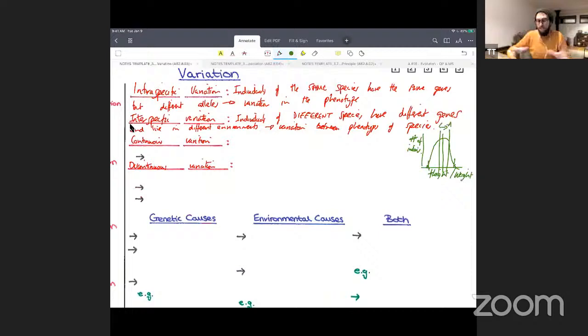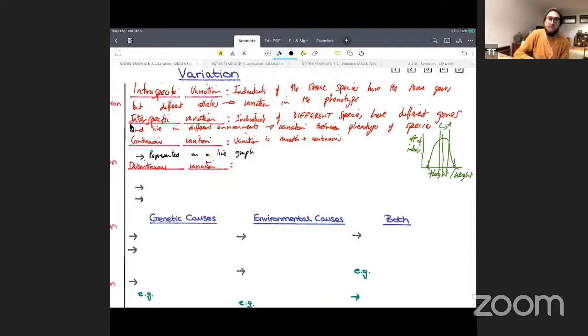So continuous variation is smooth and continuous. It's basically controlled by multiple genes and the environment interacting to give us many possible outcomes and a range. Generally, you're going to represent this on a line graph. That's a question they could ask you: how would you represent this? And height and weight, I've given examples already.